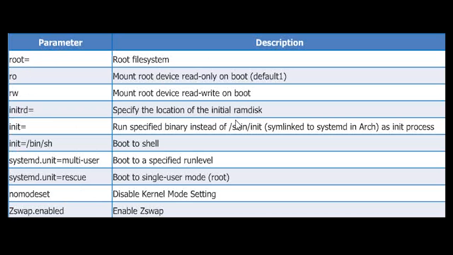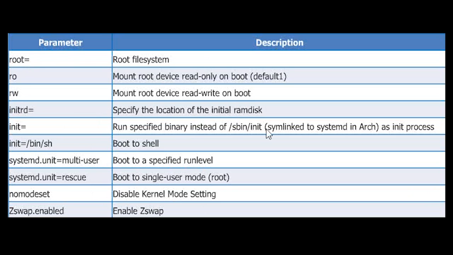Then you have init is equal to, that is the basic system initialization process and the path of the process, and this will start executing all the other things using the shell sh. Like that there are other options like single user mode, booting to a specific run level, and disabling the kernel mode setting. These are some advanced features. We'll see these features later.